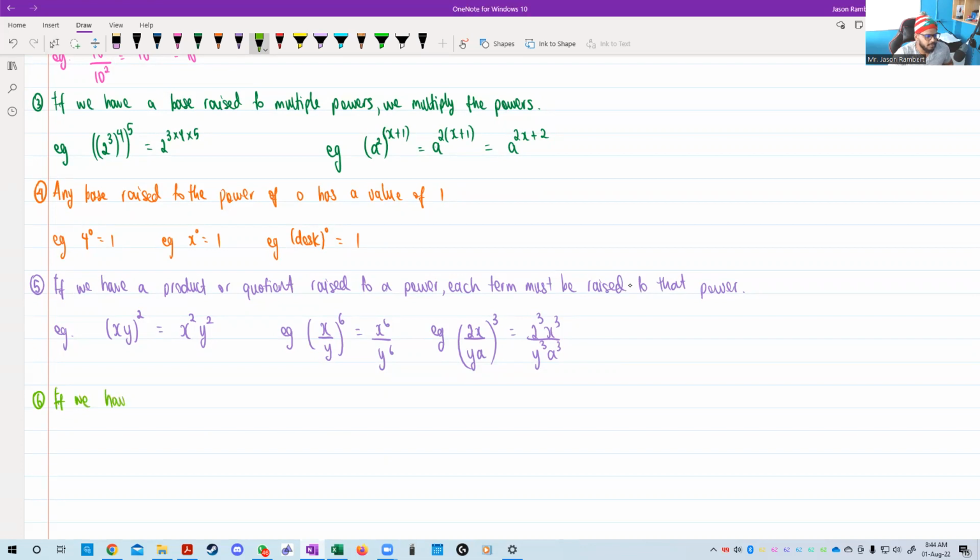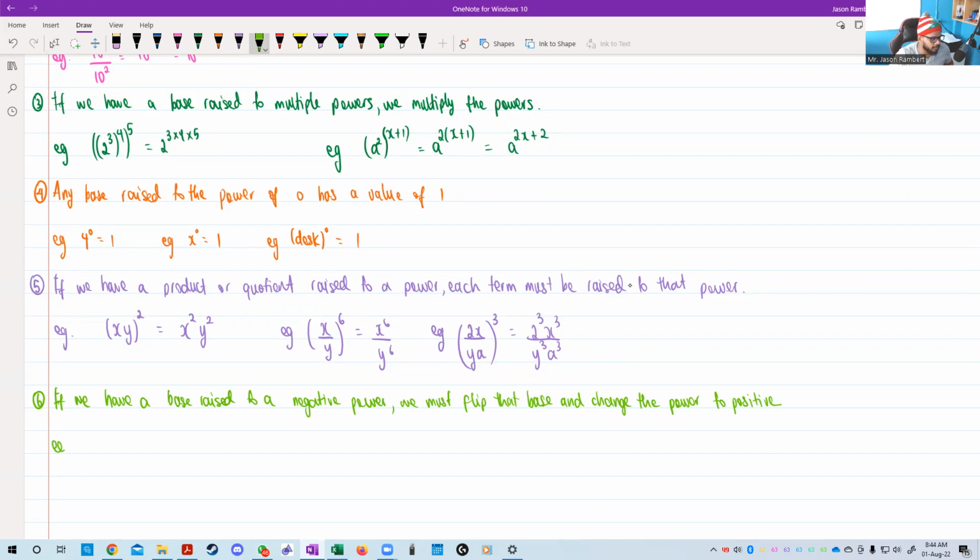So if we have a base raised to a negative power, we must flip that base and change the power to positive.